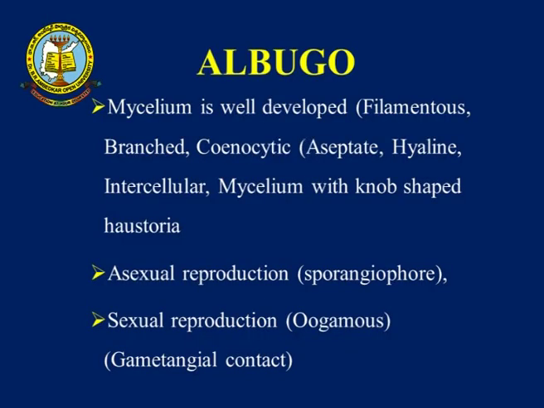And next, the reproduction system: asexual is there and sexual is there. The asexual reproduction is by sporangiospores. The sexual reproduction is of oogamous type, meaning gametangial contact is there. This is a little introduction about Albugo candida. And next we are going to the classification.